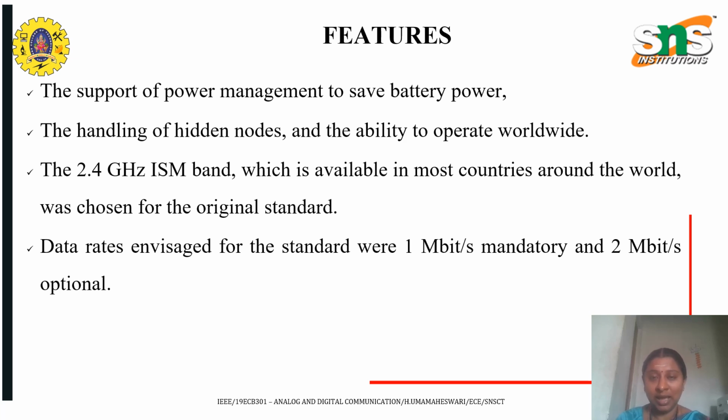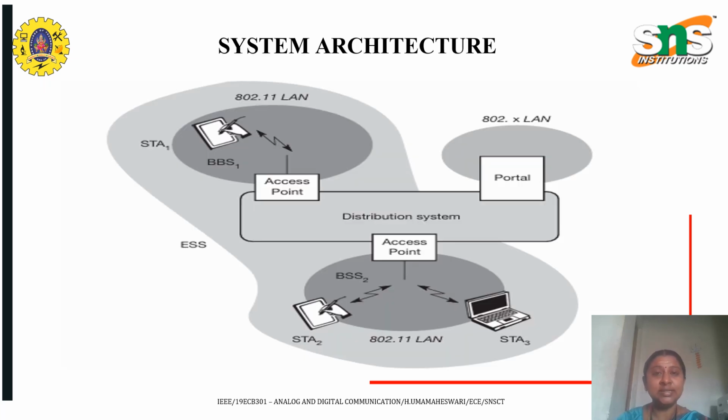The ISM band at 2.4 GHz, which is available in most countries around the world, was chosen for the original standard. The data rates investigated for this standard were 1 Mbit/s mandatory and 2 Mbit/s optional. This is the system architecture of IEEE 802.11.